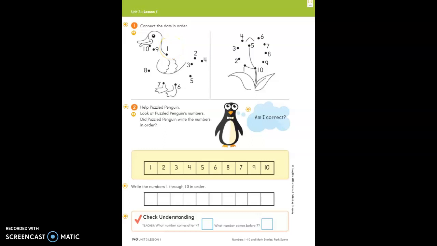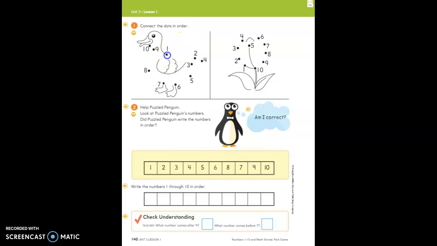Alright, class, get out your math expressions workbook. Turn to the next page from yesterday, which will be 140, and next is 7. So you're going to get your pencil, and you are going to connect the dots in order. That's what the directions tell you, so we're going to go in order. So we're going to connect and stop the puzzle penguin.